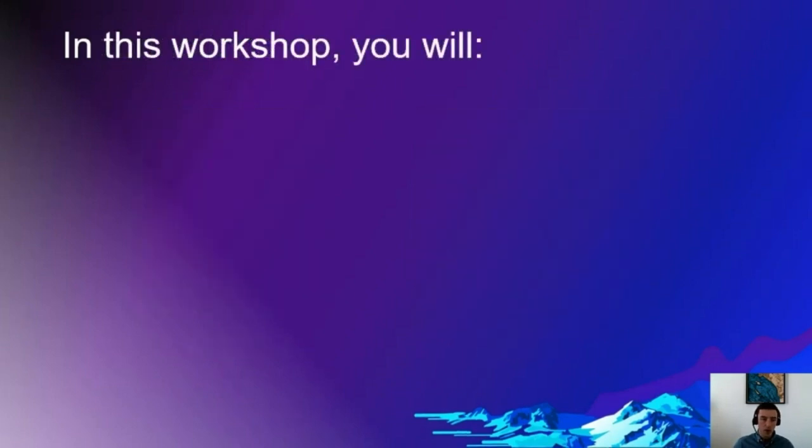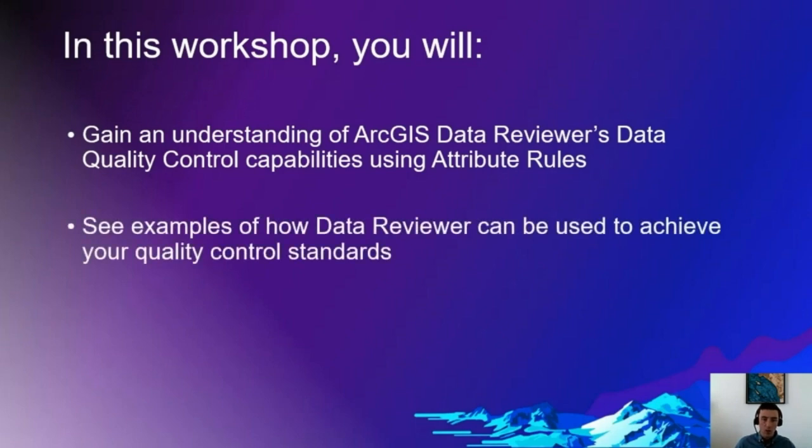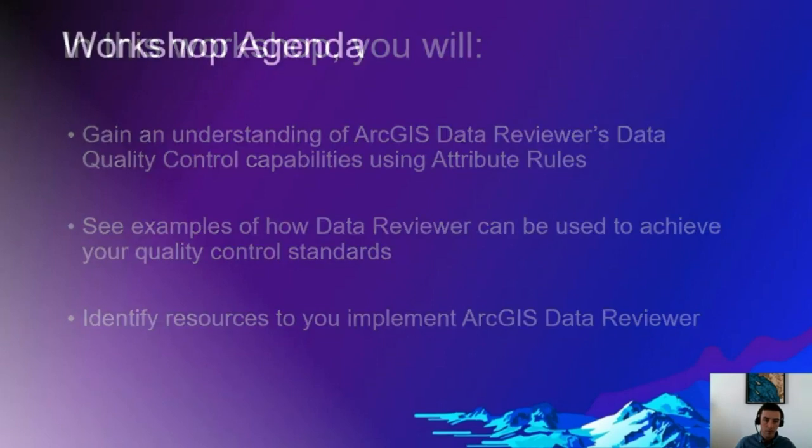With multiple workshops occurring in this slot, I'd like to be upfront about what you will take away from this session. First, I'll give you an overview of Data Reviewer's attribute rule capabilities, which encompass the next evolution of our functionality. Second, Kumar will show you some demonstrations of how attribute rules can be configured and used to meet your real-world data quality requirements. And finally, I'll identify resources that can be used to get you up and running with Data Reviewer after the conference.